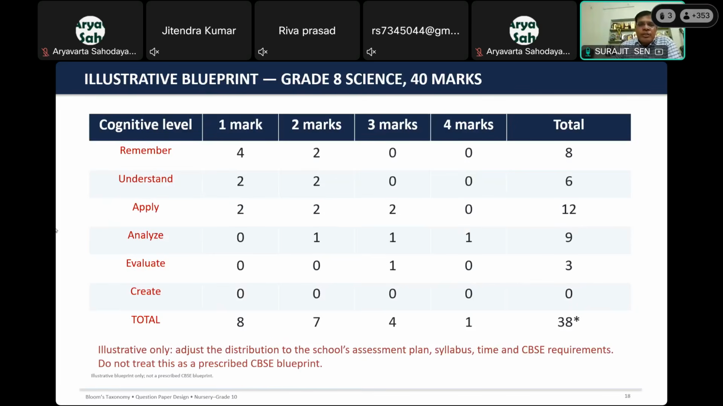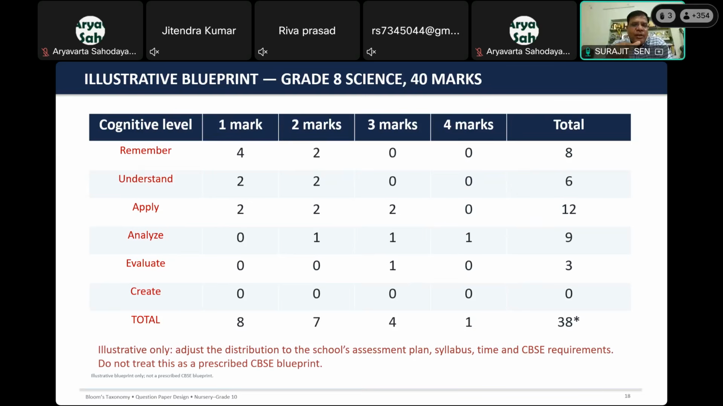Then what type of questions you'll make, how many questions from each section, for grade 8, 9, and so on and so forth. Okay, like for remember, 1 mark questions will be 4, 2 marks questions will be 2. For understanding level, you give 1 mark questions 2, 2 mark questions 2, and so on and so forth. Okay, so that becomes 4 and 2, 6 marks over there.